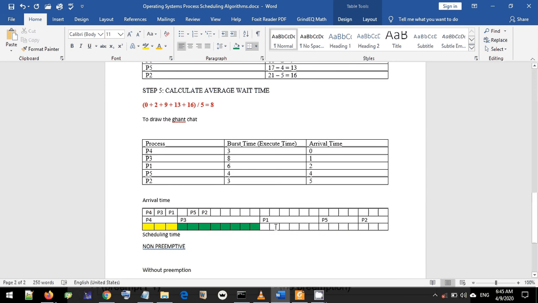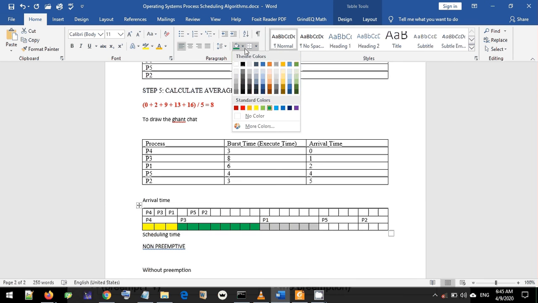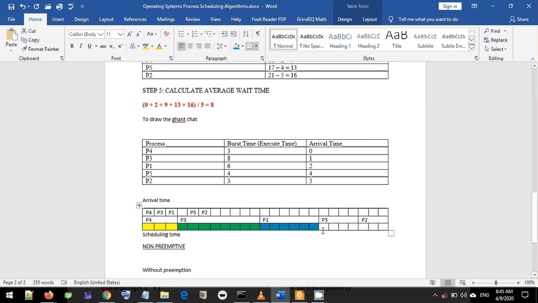Next we have process 1. You see that it's actually following the order. After process 4, we have process 3. Now we have process 1, and process 1 has a burst cycle of 6. Then, let's skip a cycle, but the next process to execute is process 5. So at this time the processor is idle, right? So process 5 will start here and execute for 4 cycles.